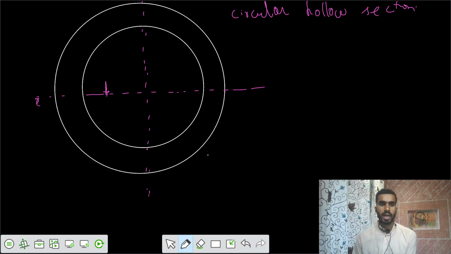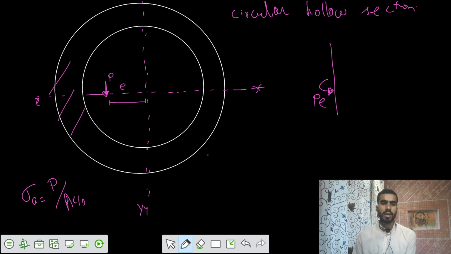So let's say this is your XX line, this is your YY line, and you're applying a load of P at some eccentricity of E such that the moment developed would be in this fashion. So P into E, and there is some direct axial stress, sigma axial, equal to P by area of cross section. So your area is only this part.